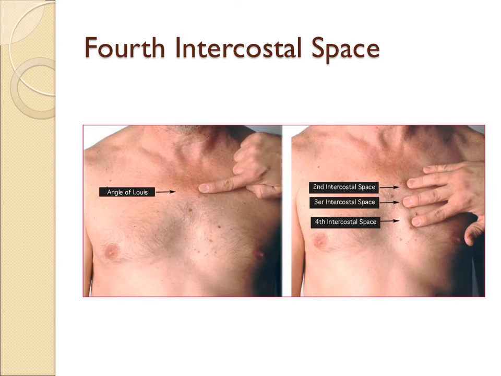And so here is how you determine where that fourth intercostal space is going to be for your MCL1. You're going to first find the angle of Lewis, and then from there you're going to count down, finding the spaces between the ribs, and when you get to the fourth intercostal space, you are going to put the electrode there on the left-hand side. All right.